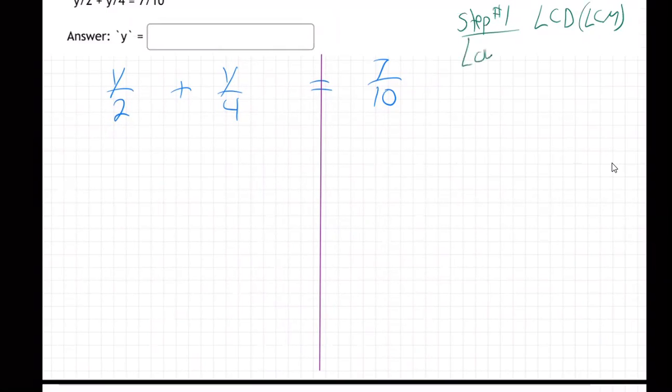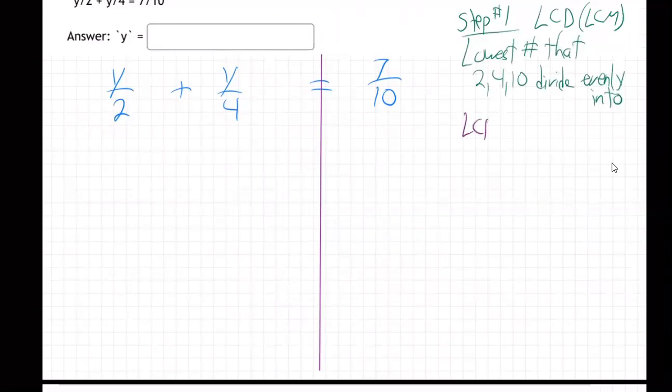So we want to know the lowest number that 2, 4, and 10 divide evenly into. That's what we're talking about. What's the lowest number that 2, 4, and 10 divide evenly into? What's the lowest number that they all go evenly into? Can you tell? The lowest is going to be 20.